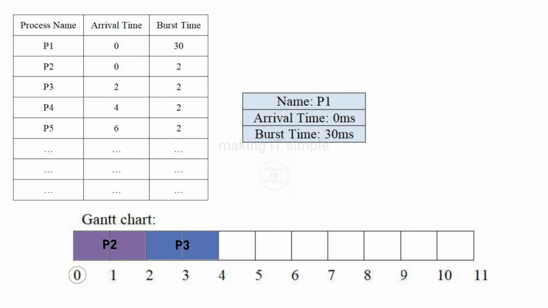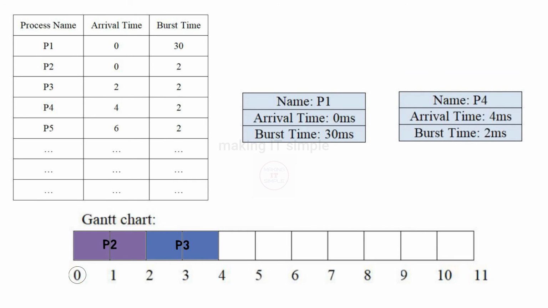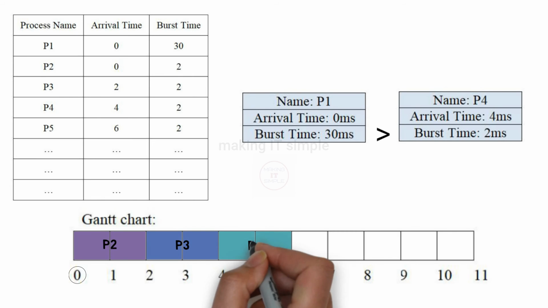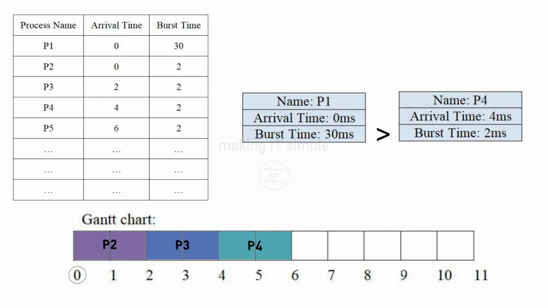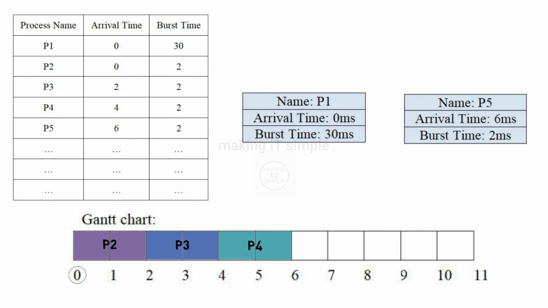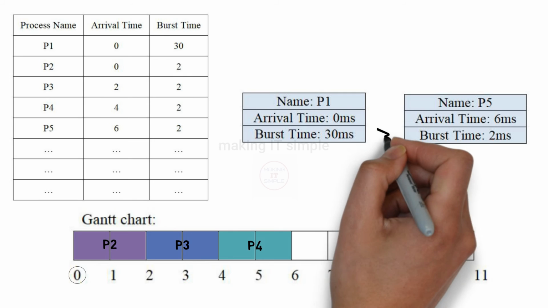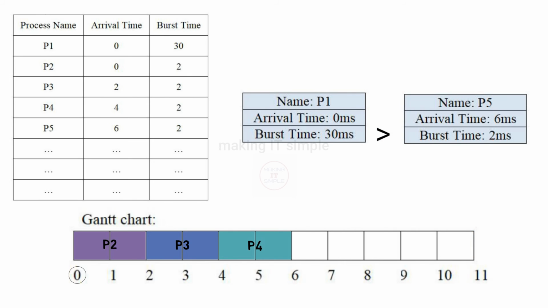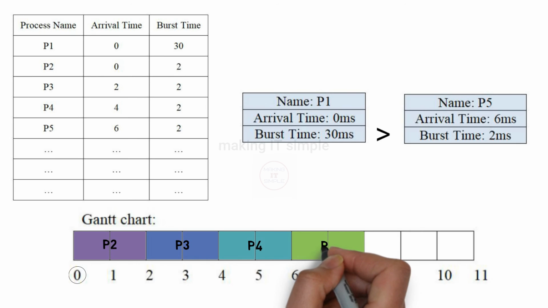Now at 4 ms, we have P1 and P4 has also arrived. Between P1 and P4, P4 has the shortest burst time of 2 ms. So P4 will get executed from 4 ms to 6 ms. Now at 6 ms, we have P1 and P5 has also arrived. Between P1 and P5, P5 has the shortest burst time of 2 ms. So P5 will get executed from 6 ms to 8 ms.